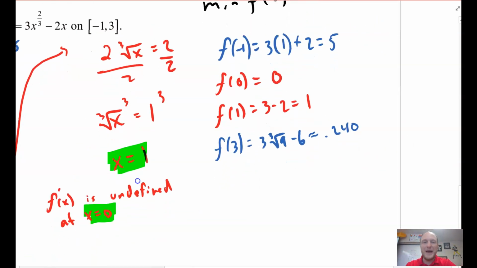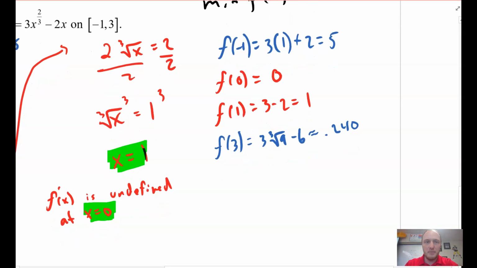Okay, what are our maxes? What are our mins at these values? Okay, so it looks like we have a max at f of -1, which is 5, and we have a min at 0.